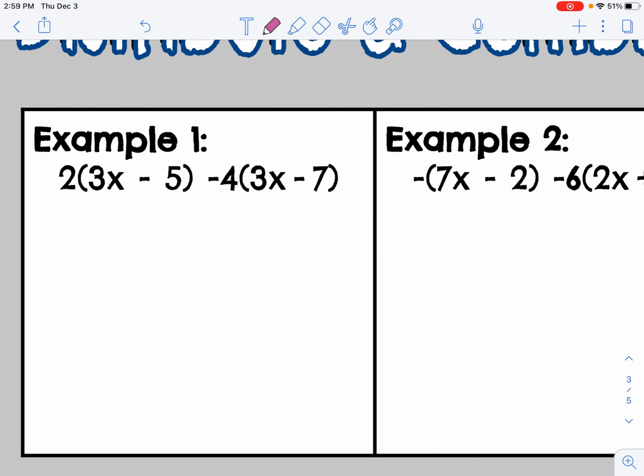We're going to take this 2 that's in front of the first set of parentheses and multiply it to everything inside of that parentheses. Again, distribute means multiply. So we're going to do 2 times 3 is 6, and then we have this x here, 2 times 3x is 6x. 2 times negative 5 is negative 10. So you do need to multiply it to whatever that number is with its sign.